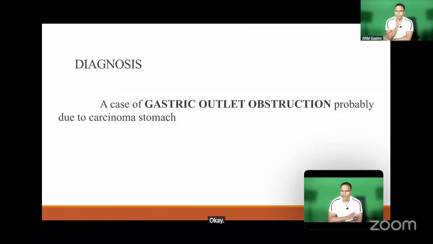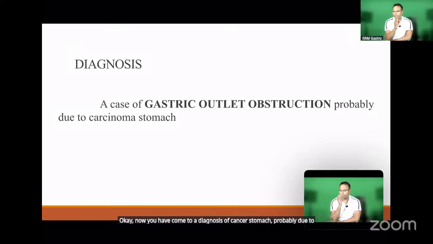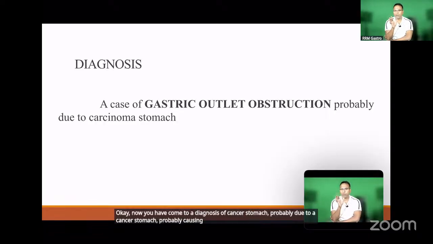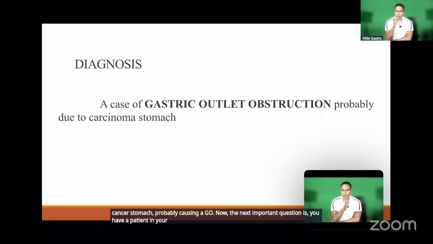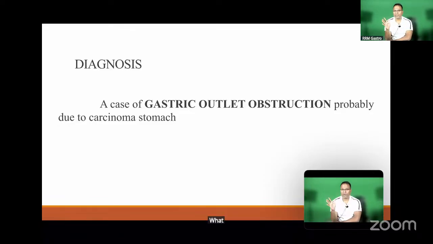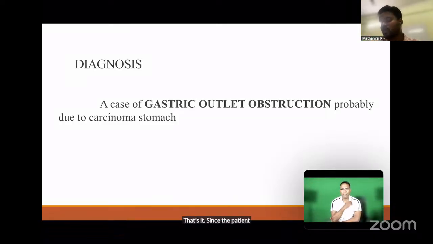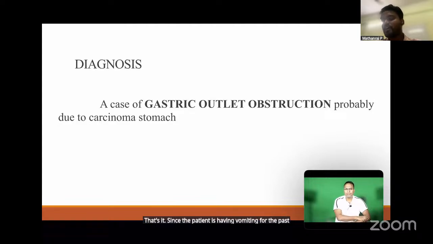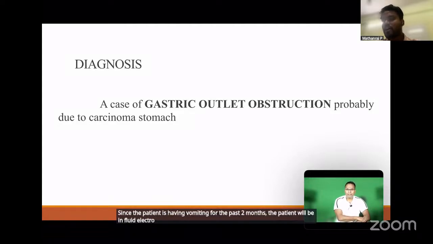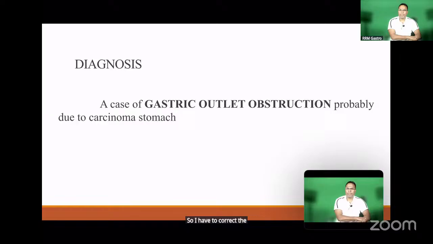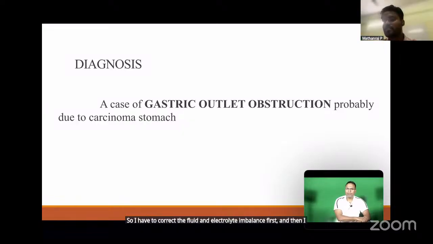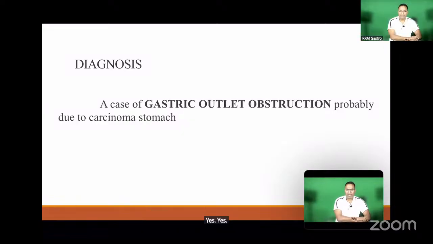Now you have come to a diagnosis of cancer stomach, probably causing a GOO. Now the next important question is, you have a patient in your ward with a GOO. What should you do before going further? What should you do tomorrow itself? Since the patient has been vomiting for the past 2 months, the patient will be in fluid electrolyte imbalance. So I have to correct the fluid and electrolyte imbalance first, and then do the investigation. What electrolyte imbalance is expected in this patient?